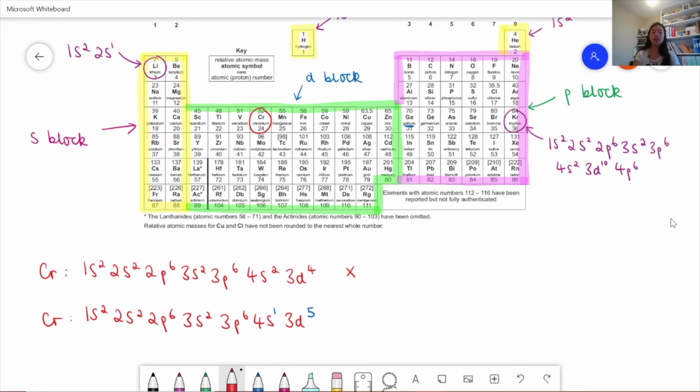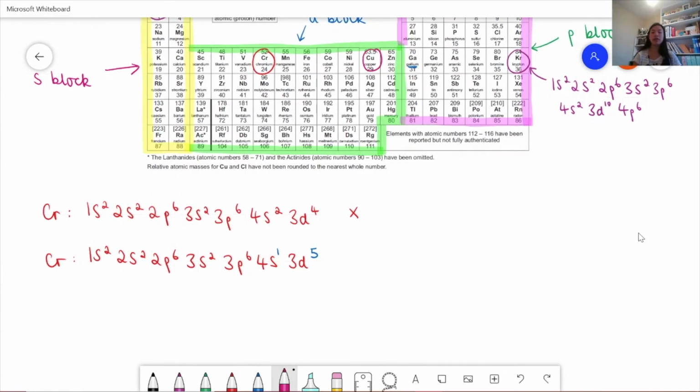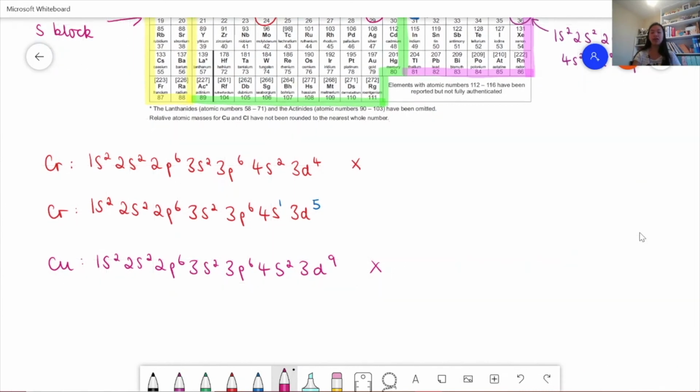And then looking at copper, we have a similar thing. So copper is here, and so we would expect 9 electrons in this 3d orbital. So we have copper is 1s2, 2s2, 2p6, 3s2, 3p6, 4s2, 3d9. However, this is wrong again because copper is also an exception and it likes to have 1 electron in its 4s orbital instead.